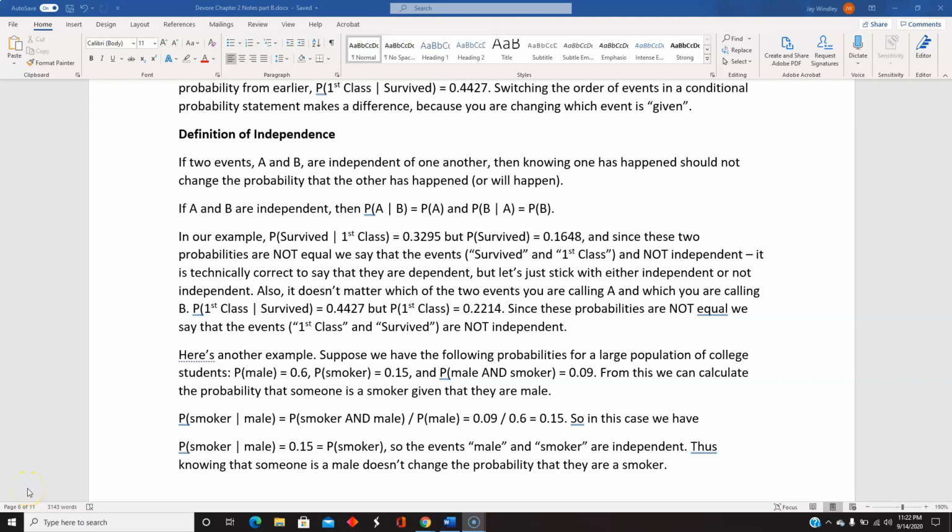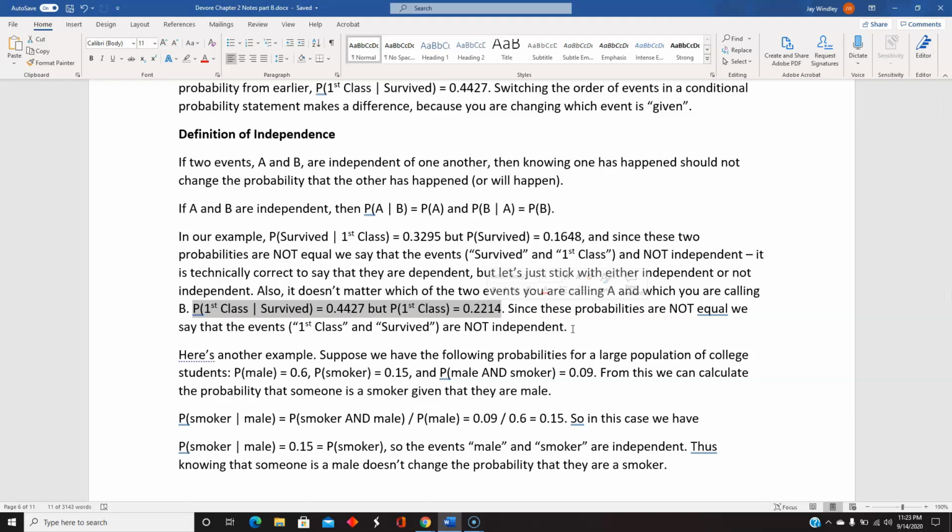When I was discussing independence and the definition of independence, and what two probabilities you need to check to see if two events are independent: if the probability of survived given first class is the same as the probability of survived, then those events would be independent. Or the other way around, if the probability of first class given survived is the same as the probability of first class, then the events would be independent. But if those probabilities are not equal, then they're not independent.